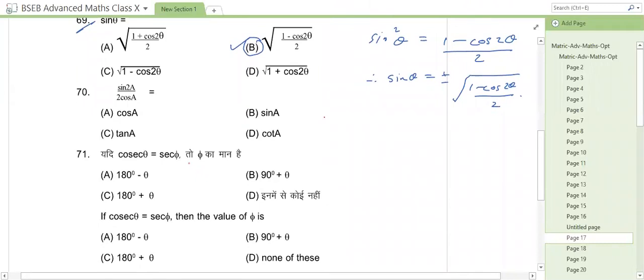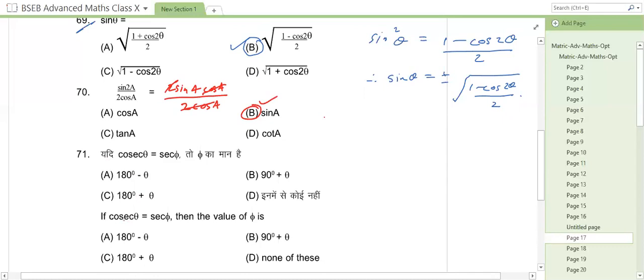Sine 2a over cos 2a. Sine 2a over 2 cos a. What is sine 2a? 2 sine a cos a over 2 cos a. Cancel, cancel, cancel. Sine a. B.